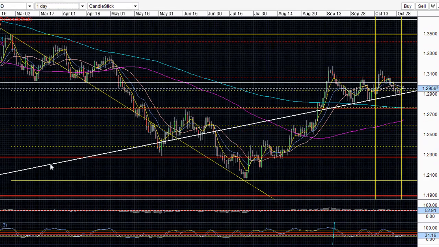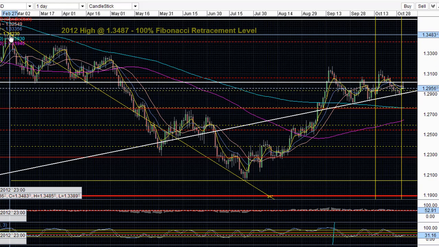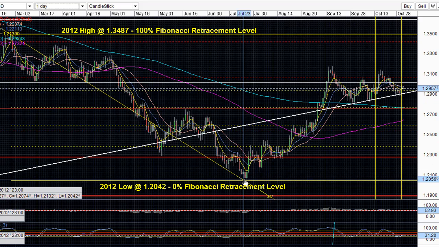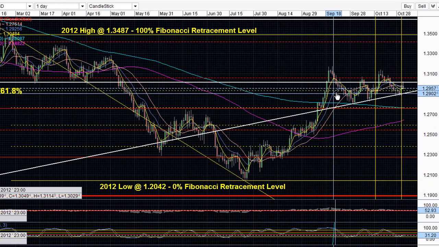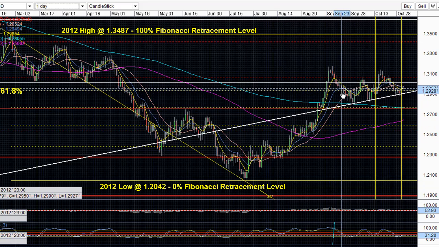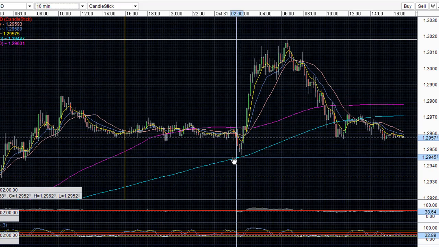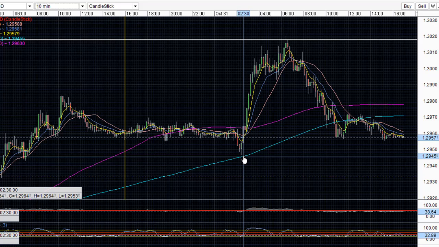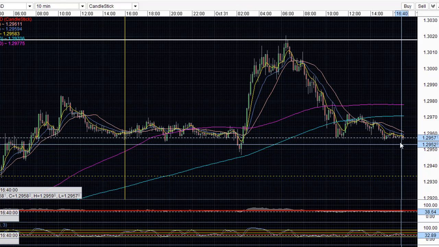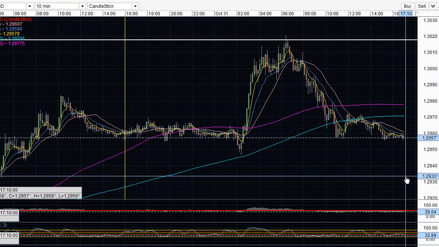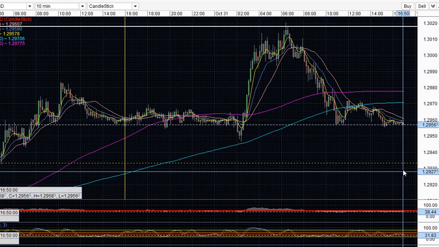Let me go to the daily chart right here. From our year high here at 34.87 back in February, down to our year low here at 20.42 back in July, this is what formed the 61.8% Fibonacci retracement level, where we can expect price to find support if it breaks below our 29.43 support level.